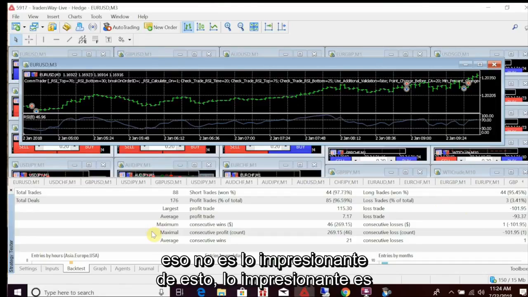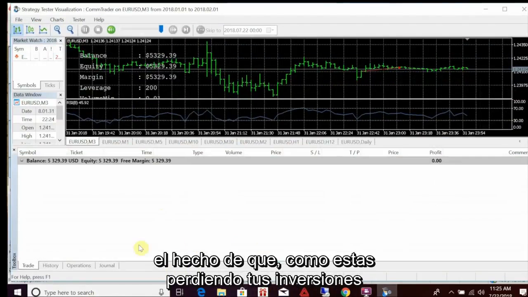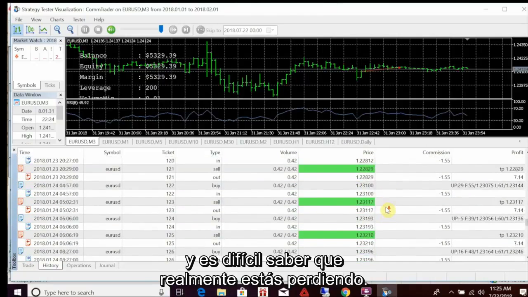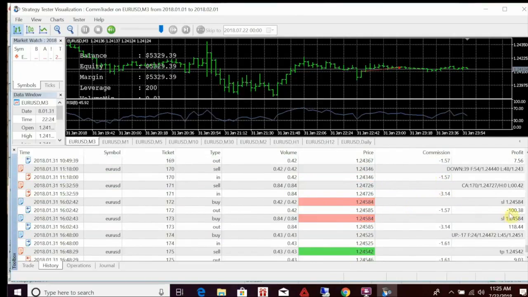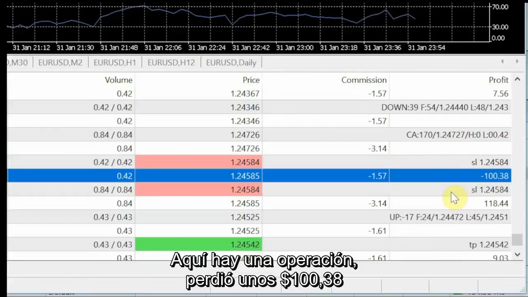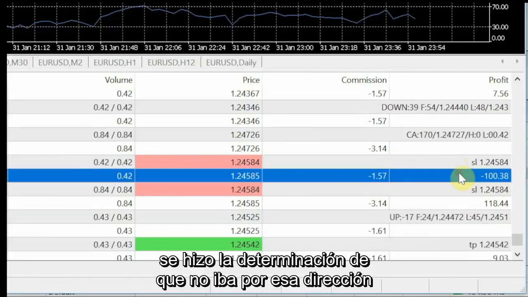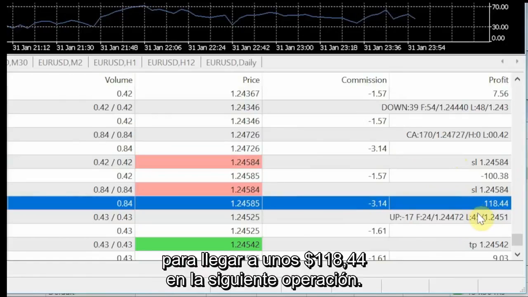What's really impressive is the fact that as you're losing your trades, which it's hard to find the losing trades. There we go. But look, for a perfect example, here's a trade. It lost $100.38. But like I said earlier, prior to that, it made a determination it wasn't going our direction, so it made a trade the other direction, and it actually made $118.44 on the very next trade.